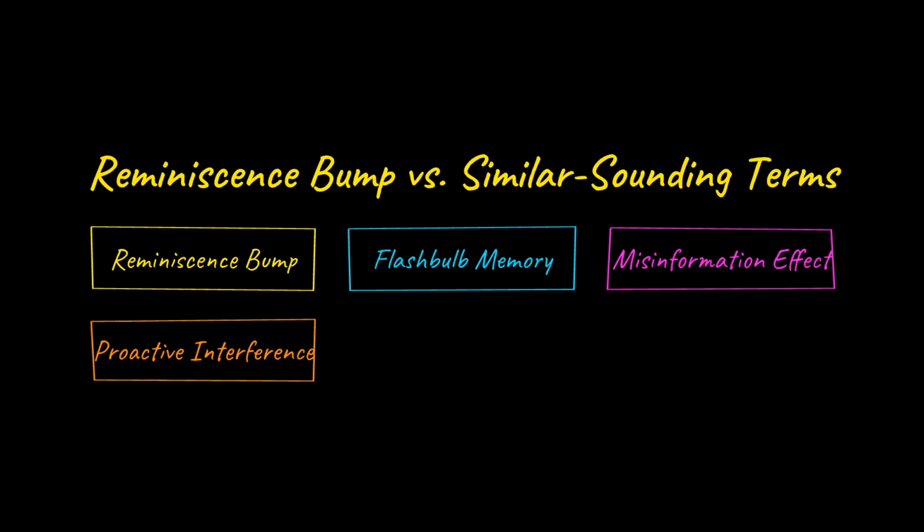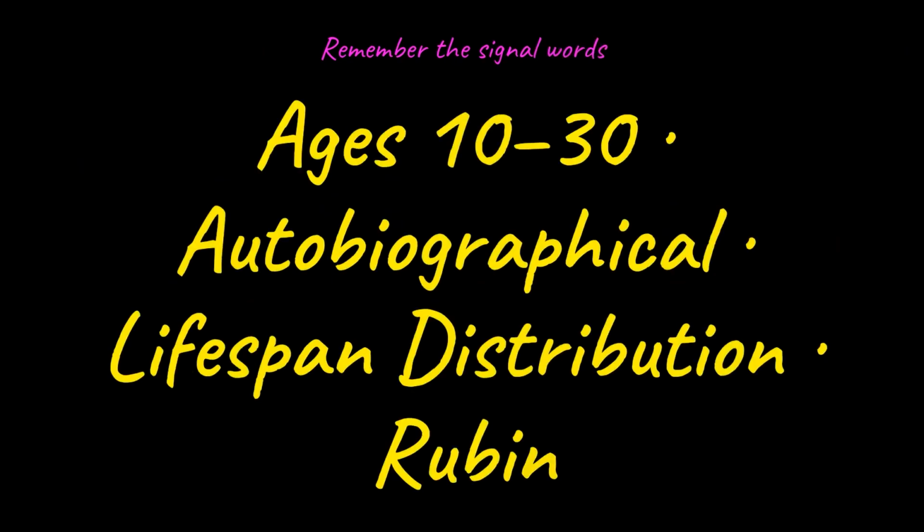The reminiscence bump is specifically the overrepresentation of memories from ages 10 through 30 in older adults. When you see autobiographical memory, lifespan distribution, or ages 10 through 30 in an exam question, think reminiscence bump. Documented by David Rubin, it is the most replicated pattern in the study of how personal memory is distributed across a lifetime.